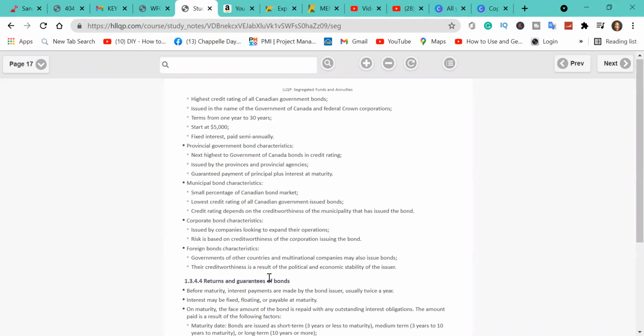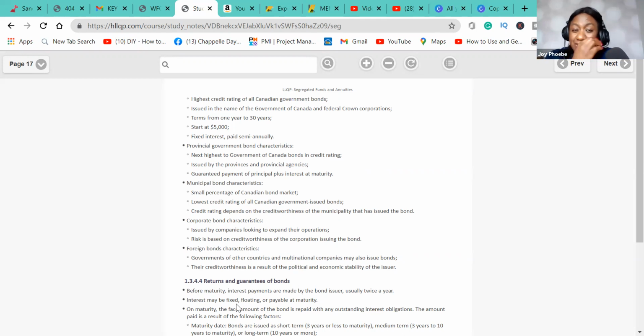We move on to corporate bonds, okay? The characteristics of corporate bonds is that they're issued by companies looking to expand their operations, okay? And risk is based on the creditworthiness of the corporations issuing the bond. All right. So regarding creditworthiness, some companies are not worthy for you to give your money to.